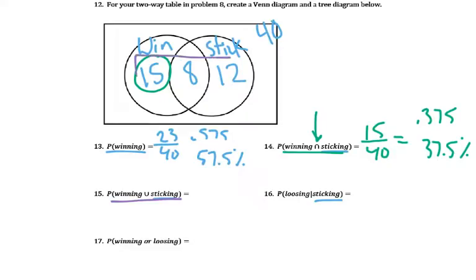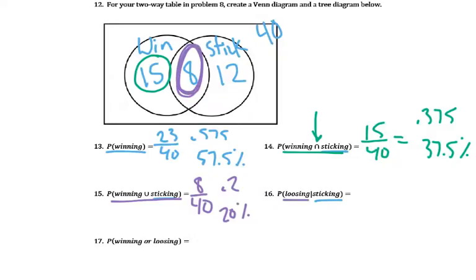Now 15 is winning with sticking, so that would include all of them. So it would be all, nope. It would just be this one. Sorry, it's been a while since I've done probability stuff. So this is kind of review for me as well. So that would be in the middle, when we're winning and sticking together. So that would be 8 over 40, which would be 0.2 or 20% chance.